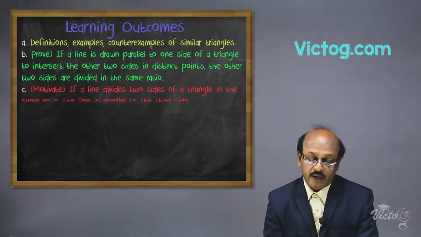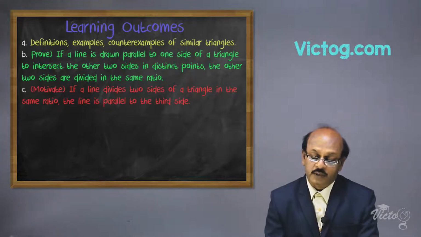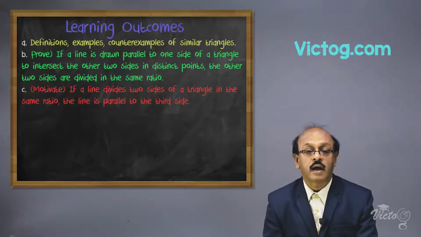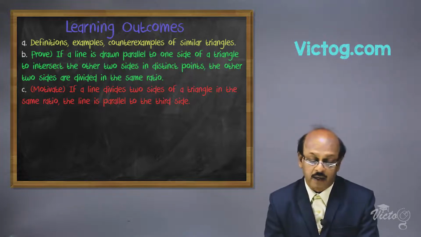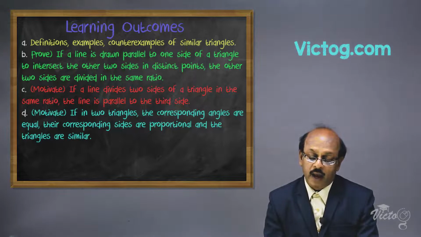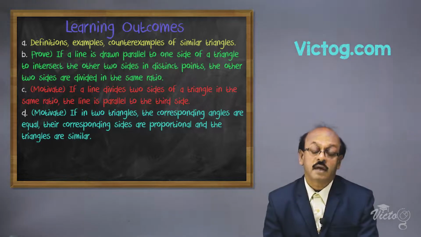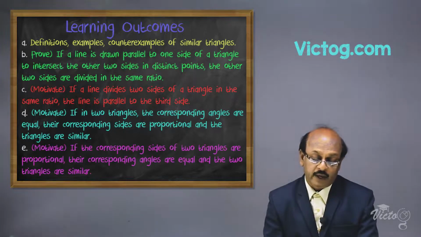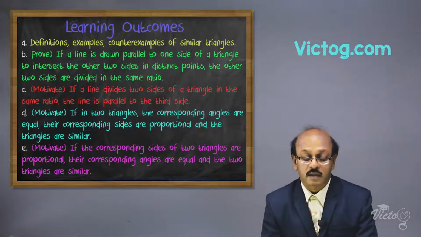Then, if a line divides two sides of a triangle in the same ratio, then the line is parallel to the third side. Then, if in two triangles the corresponding angles are equal, their corresponding sides are proportional and the two triangles are similar. Then next one is, if the corresponding sides of two triangles are proportional, their corresponding angles are also equal and hence the two triangles are similar.